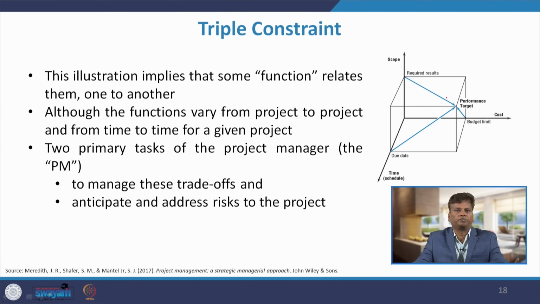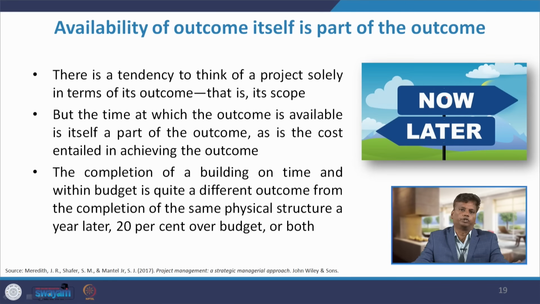What is the role of a project manager by looking at this triple constraint? There are two primary tasks for a project manager. First one is to manage these trade offs. When we talk about functions, it means there is a relationship between these three constraints. So, the task of a project manager is to understand the trade off, to manage the trade off, and the second one, anticipate and address the risk to the project. So, that is the primary objective of any project manager.